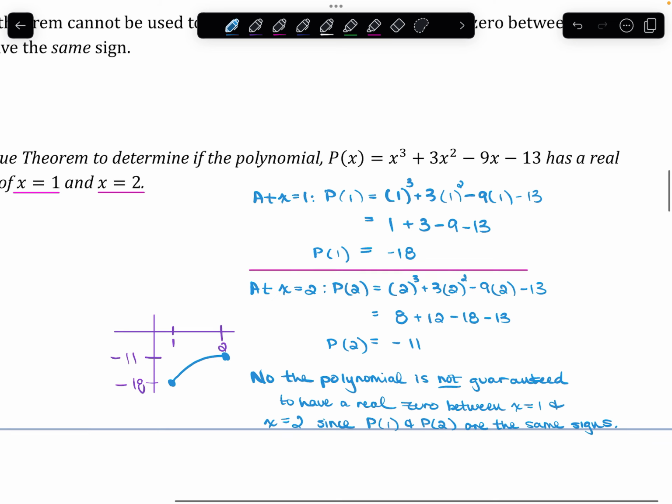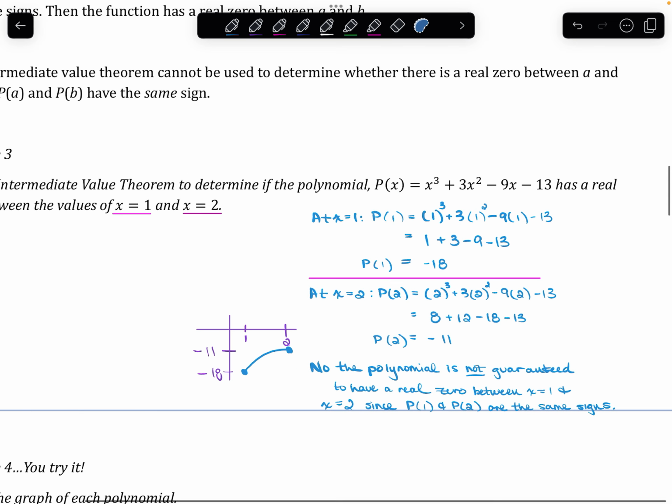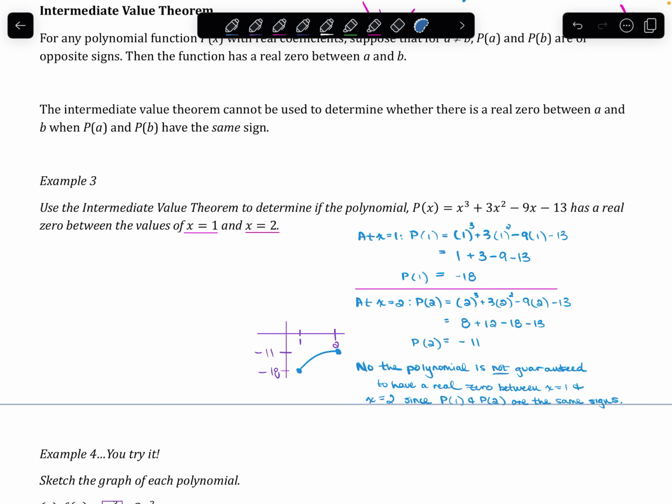So in order to guarantee there is a real zero between two x values, your y values at those given x's have to change signs. And since ours did not change signs, we cannot guarantee that there is going to be a real zero here. All right, the rest of these notes are you try it. So if you would like to try those on your own and then check them with the completed notes, go ahead and do so now.